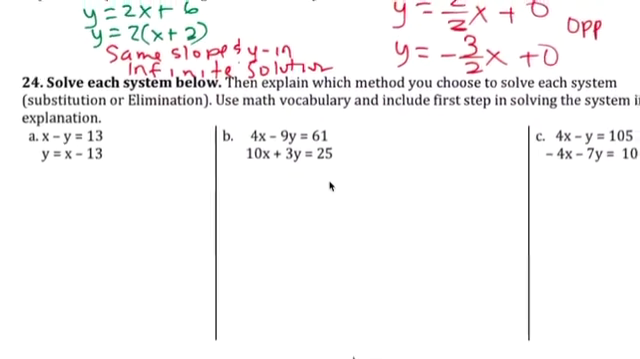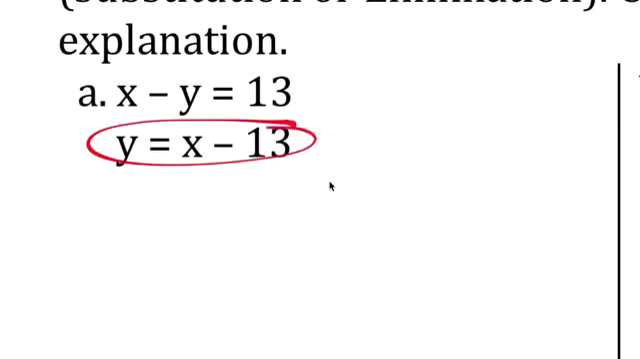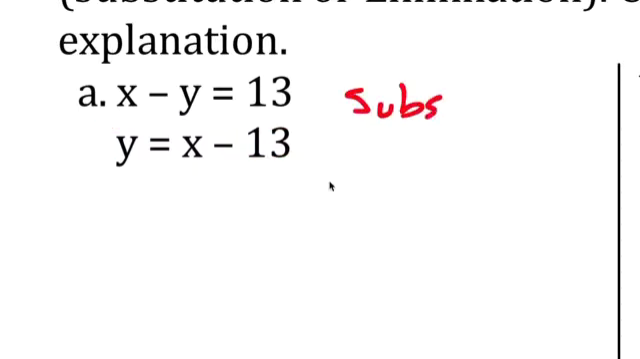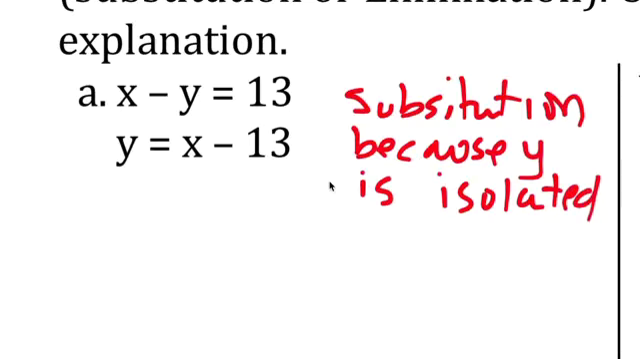Okay, explain which method you choose to solve each system. First you solve it. Explain, use vocabulary words like: this one is in slope-intercept form, therefore we use substitution, because y is by itself, y is isolated. When one variable is isolated like this, we use substitution. It doesn't necessarily need to be in slope-intercept form.